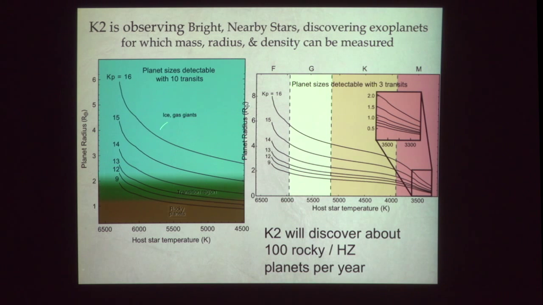Now, don't worry about all this stuff, but basically they think it's going to be discovering about 100 rocky planets in the habitable zone per year in its new studies.